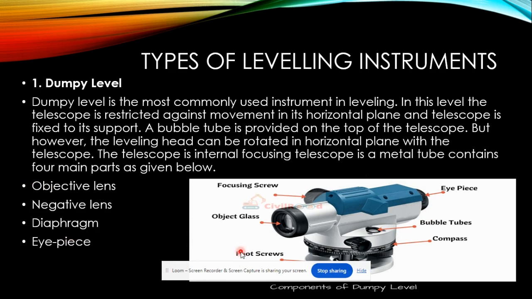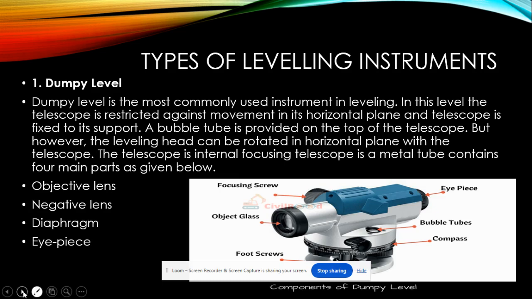Our objective lens is here. Objective lens, here it is, the objective glass. And then our negative lens, it's always an inside part. The diaphragm is over here, this part, and then the eyepiece, here it is. So the eyepiece is the one that assists us in viewing through the telescope, and then the objective lens magnifies the object or the leveling rod.